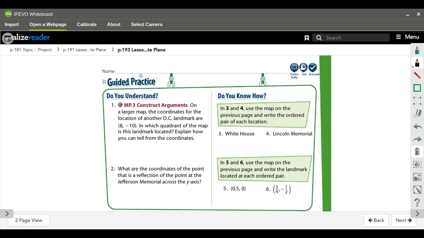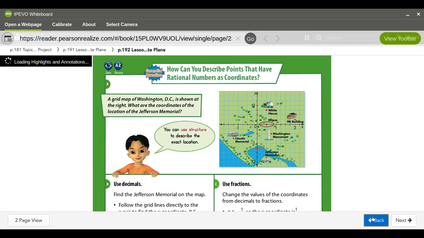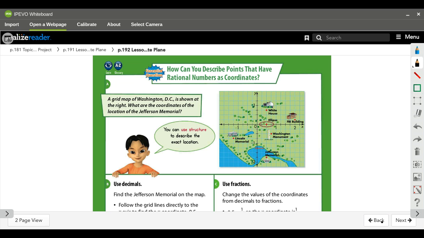Okay. All right, so we're going to use the map on the previous page and write the ordered pair of each location. So we're going to look at the White House and the Lincoln Memorial. So when I go back to the previous page, we're going to take a look at the White House. The White House is going to be in quadrant 1, so that tells me that I'm doing positive, positive. So when we take a look at number 3, my ordered pair is going to be, well, I'm going to start over. So I have 1, 2. So 2 is going to be 1/2. And then I'm going to go up 1, 2, 3. So I go up 3. So that's going to be 3/4. So I have 1/2, 3/4. And again, you could write it as a decimal or you can write it as a fraction. Either value will be fine.